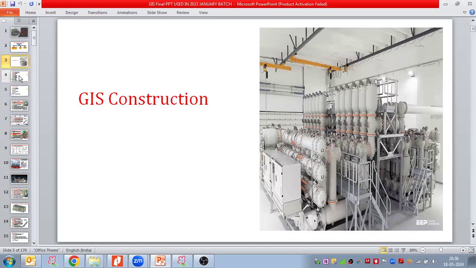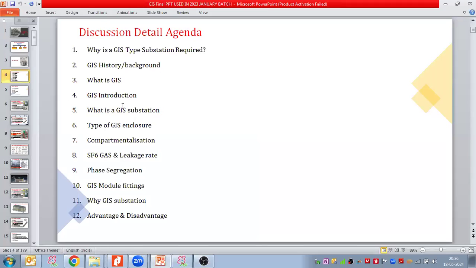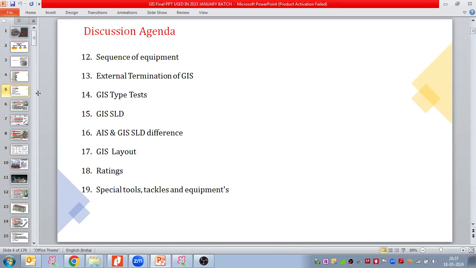We have listed a few main high level topics: why the GIS type substation is required, the history or background of the GIS, what is GIS, GIS substations, type of enclosure, compartment or partition of the GIS, the gas leakage rate, the phase segregations, model fittings, and then advantages and disadvantages of the GIS, sequence of equipment in the GIS, the external termination of the GIS, type test, SLD, difference in AIS and GIS SLD, layout, ratings, and special tools and tactics required for the GIS substations installation. So these are a few high level points.